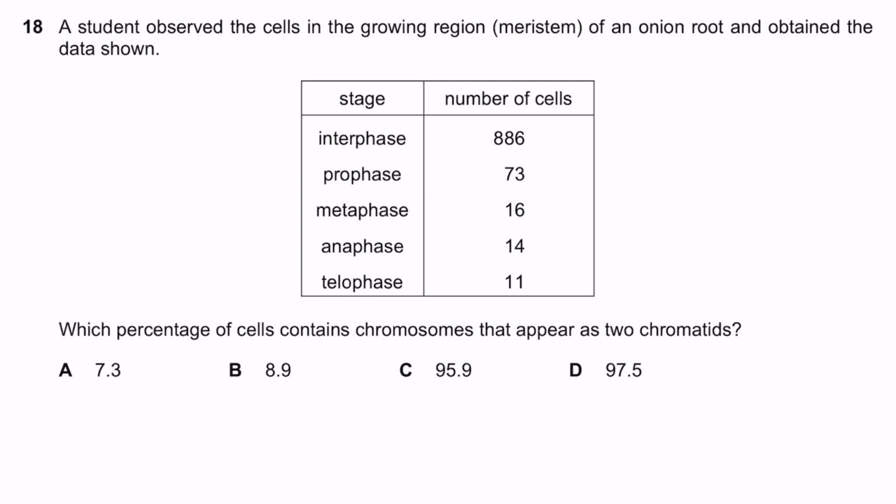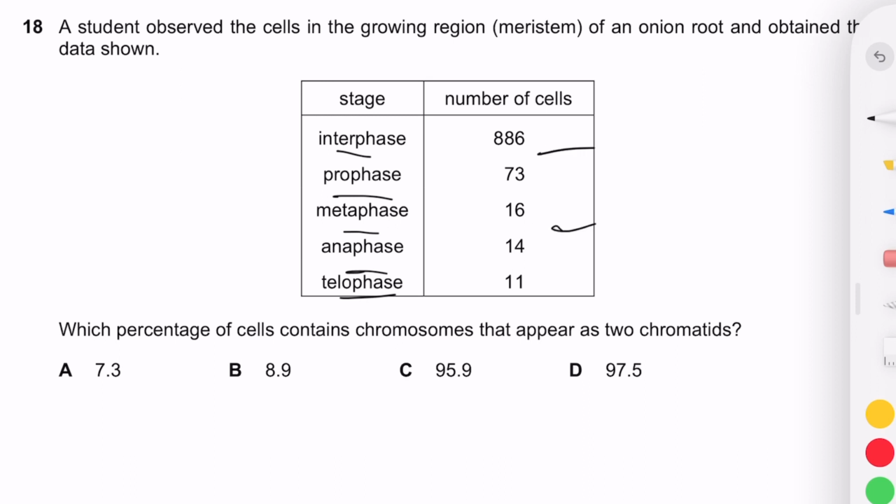A student observed cells in the growing region of an onion root and obtained the data shown. These are the stages, and this is the number of cells. What percentage of cells contains chromosomes that appear as 2 chromatids? Chromosomes that appear as 2 chromatids go from part of interphase all the way until anaphase, but anaphase we cannot include. He wants the percentage of cells containing chromosomes that appear as 2 chromatids for the majority of this period. Not all of them are going to have that.